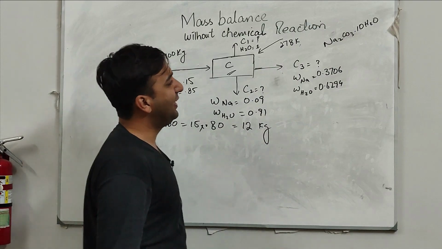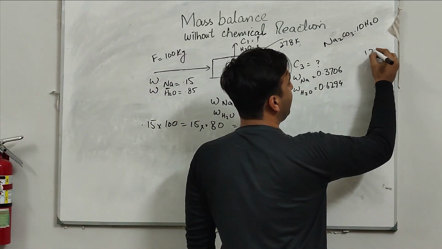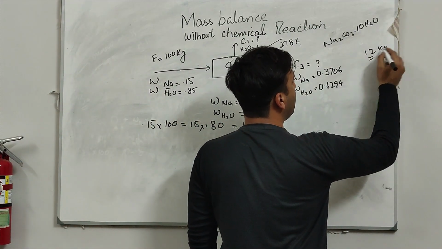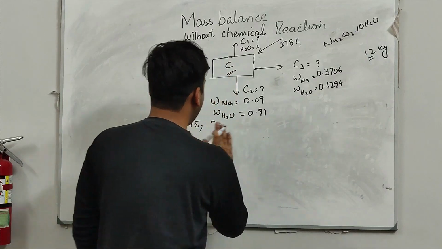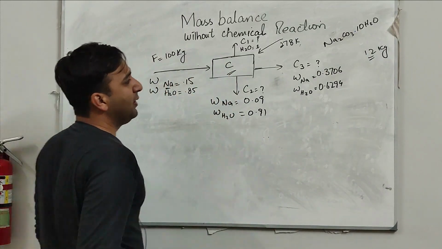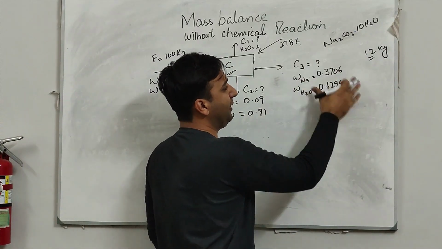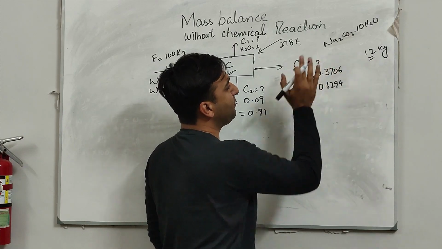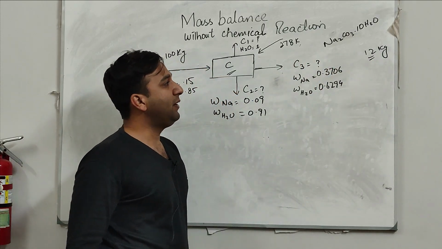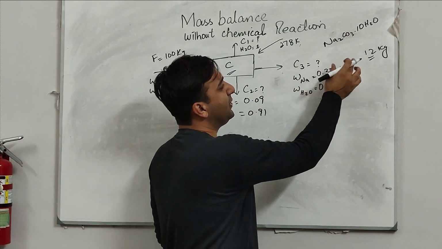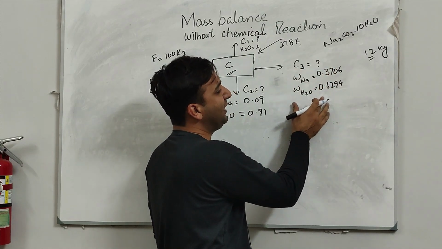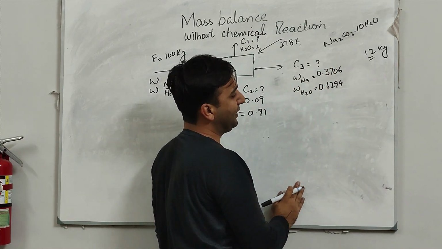So here it says that 12 kgs of sodium carbonate is present in this. 12 kg of sodium carbonate is present in C3. So what will be the amount of this C3? Because C3 is also having water present in it.